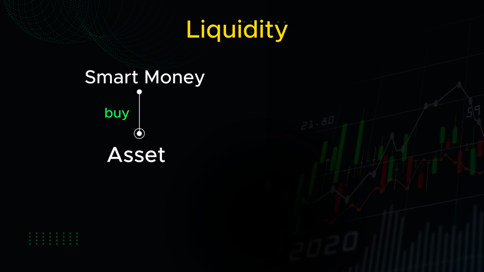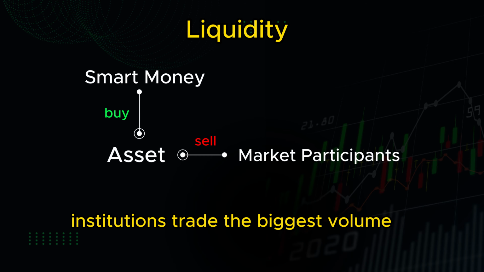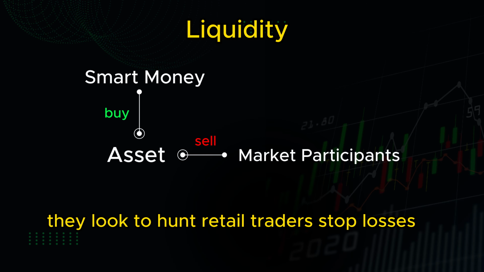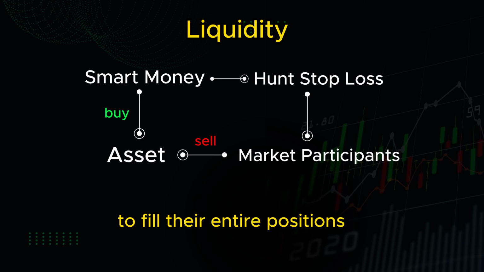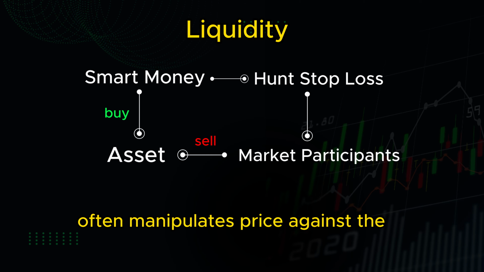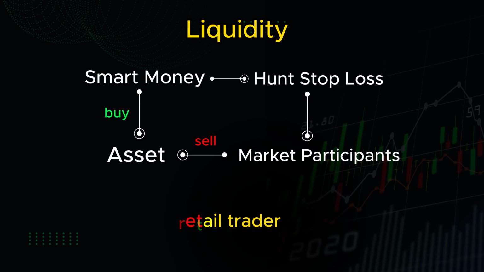So what is liquidity? Let's learn from the following example. It starts by smart money showing interest in buying an asset. For their orders to be executed, they need market participants to sell the exact amount smart money wants to buy. And since institutions trade the biggest volumes, they can't easily fill their positions. To do so, they look to hunt retail traders' stop losses, using them as liquidity to fill their entire positions. It is speculated that smart money often manipulates price against the retail trader, deceiving and punishing traders against their positions.